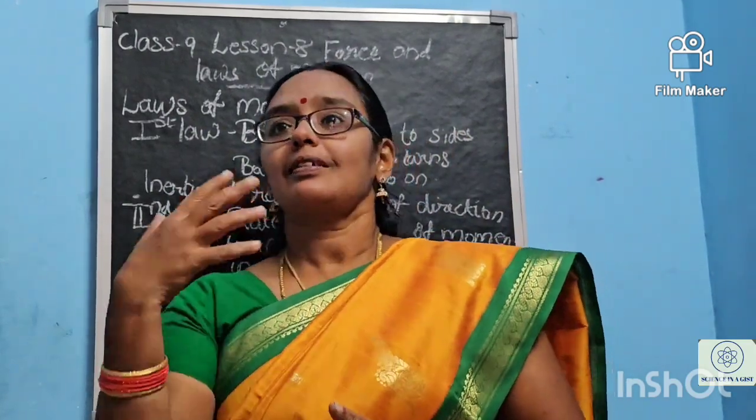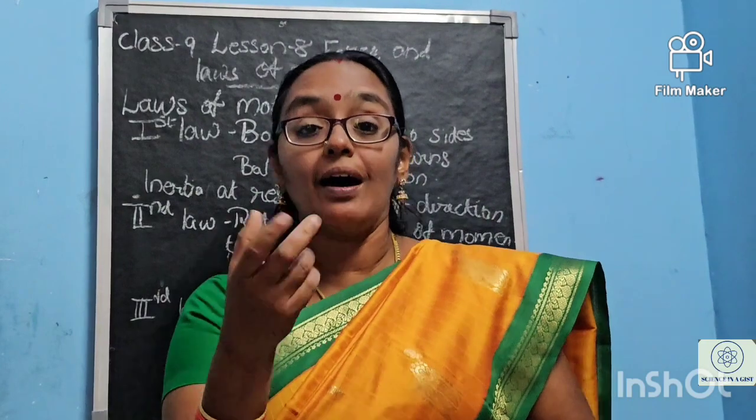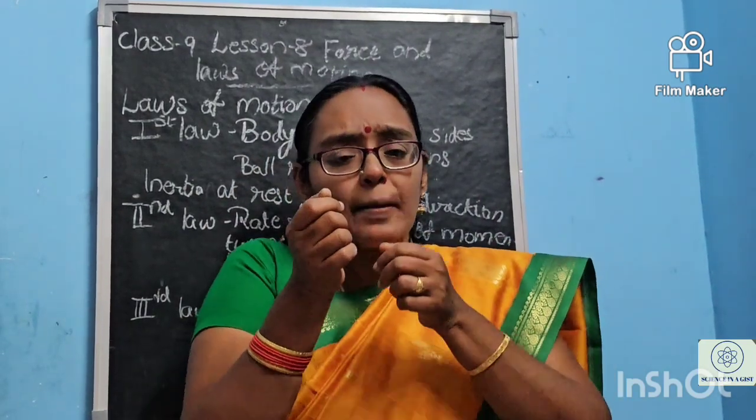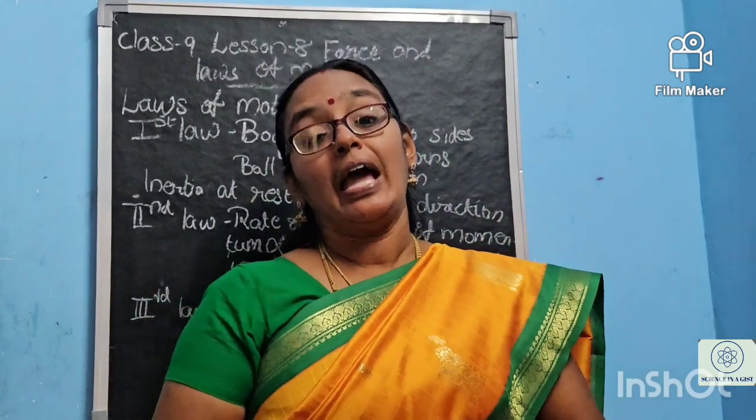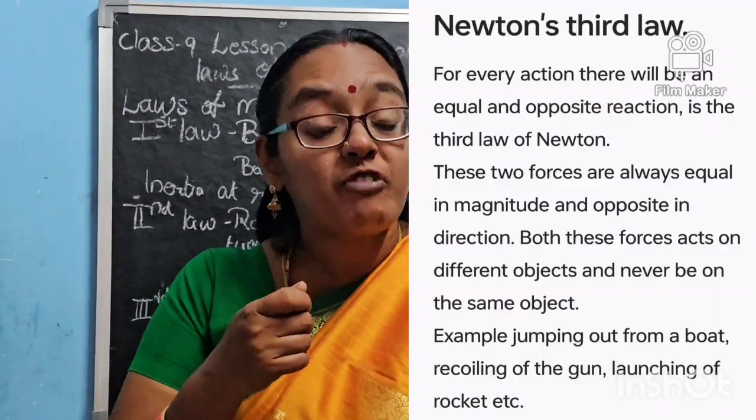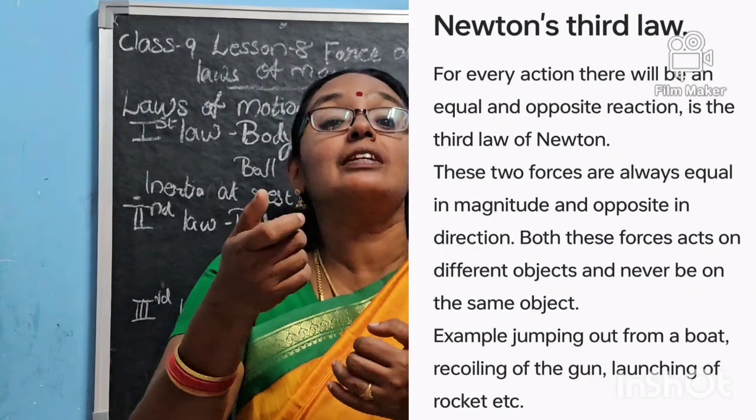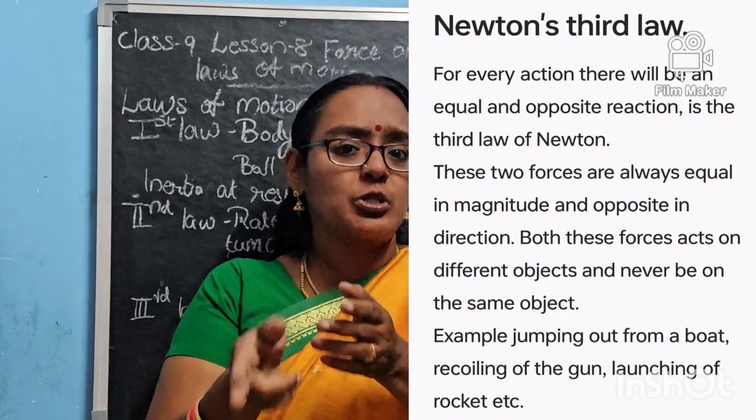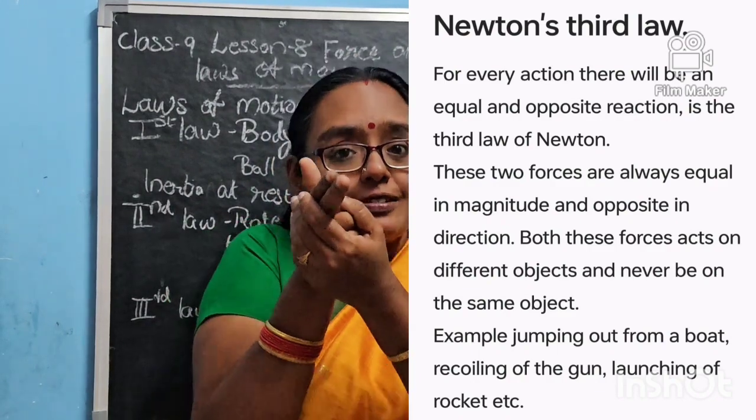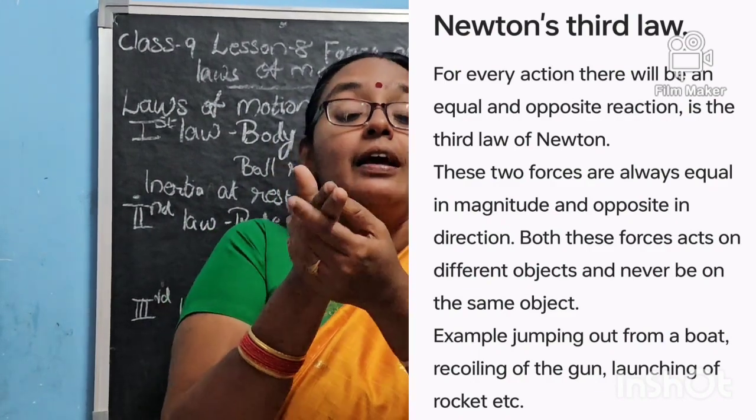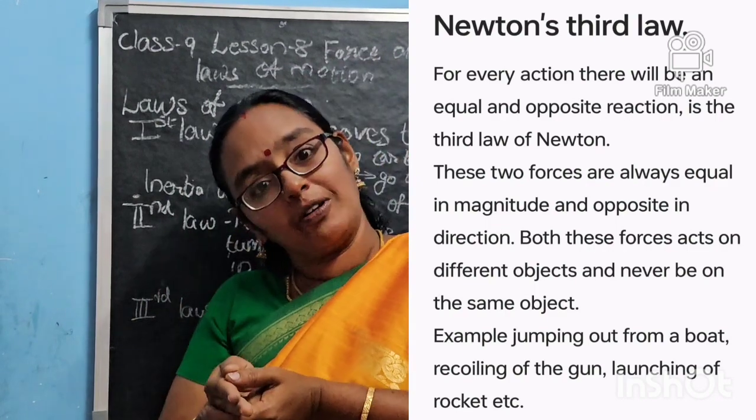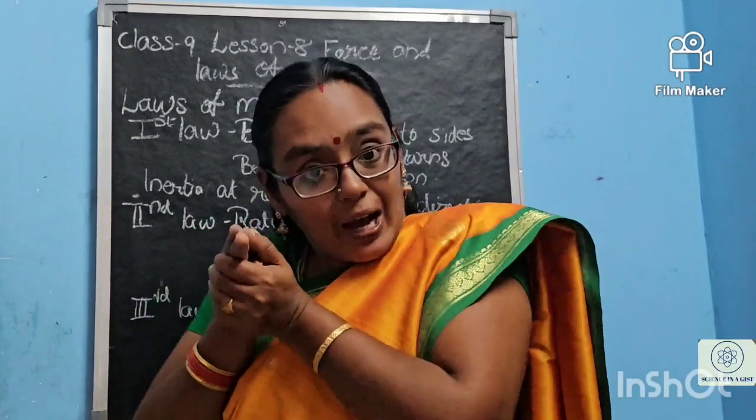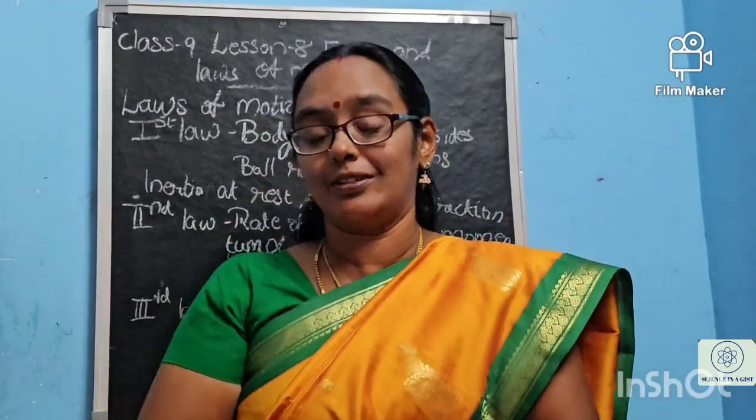Okay. And the same thing happens when we are shooting a gun. The gun is applying force on the bullet, and the bullet is applying some force back towards the gun, which results in the recoiling of the gun. When we are shooting, after the bullet goes, the gun moves backward. Have you ever noticed? The gun moving backward is the recoiling of the gun.